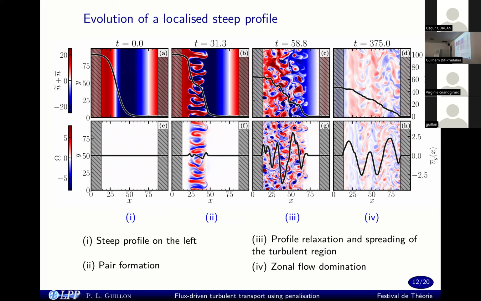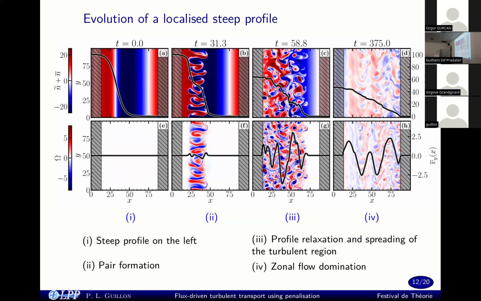Then we observe a local flattening with the formation of density holes and bumps, blobs, that you can see here. Then these blobs become themselves chaotic, and they form turbulence, which is first localized to the left part of the domain and slowly propagates towards the right part until it touches the right buffer. While it happens, the density profile collapses because there is no particle source here. And in the end, the system is dominated by zonal flows.